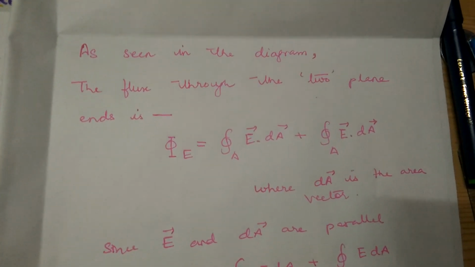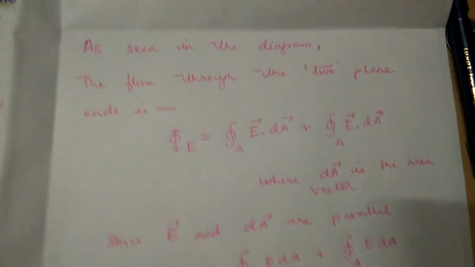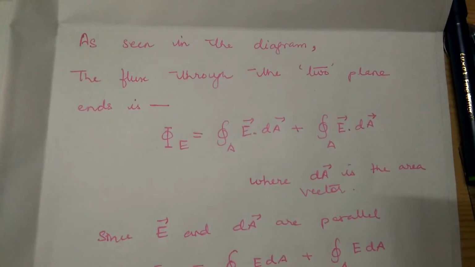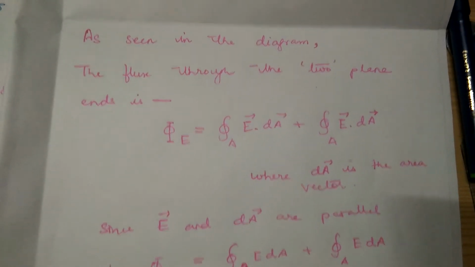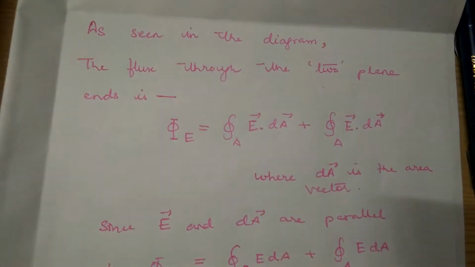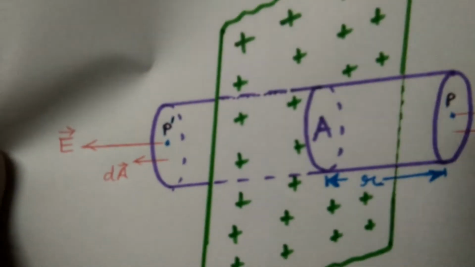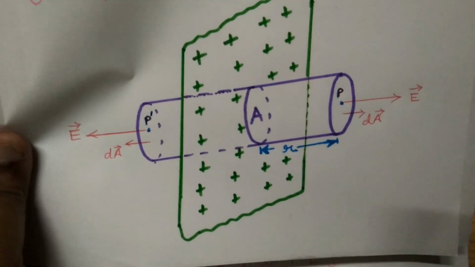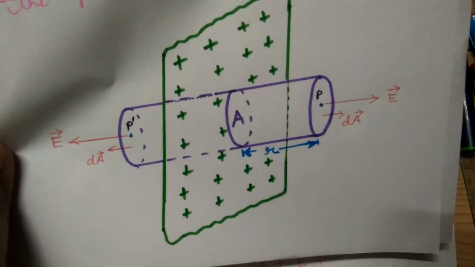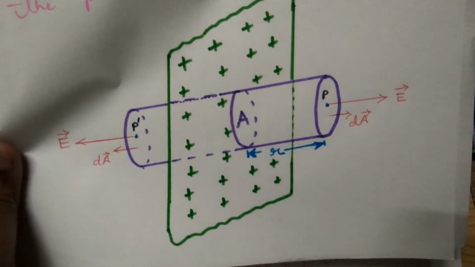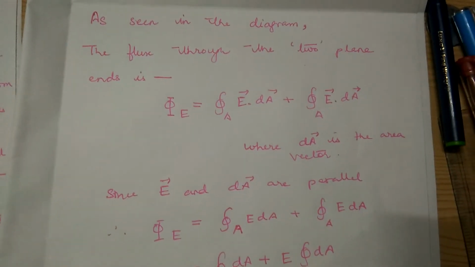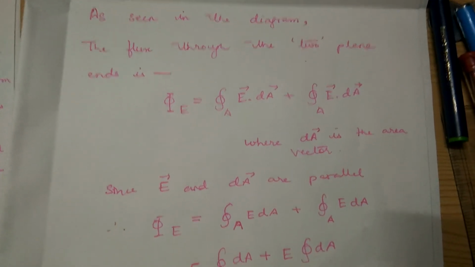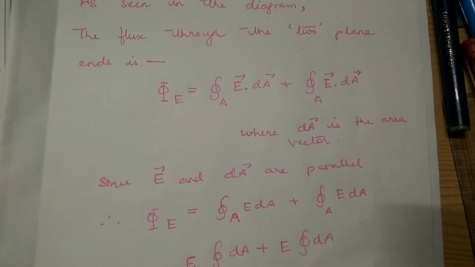As seen in the diagram, the flux through the two plane ends is phi E, which is equal to integral E dot dA plus integral E dot dA, where dA is the area vector. So let us have a look at the diagram again. So E dot dA for both the ends we add. Integration for the total flux, integration over the area A.